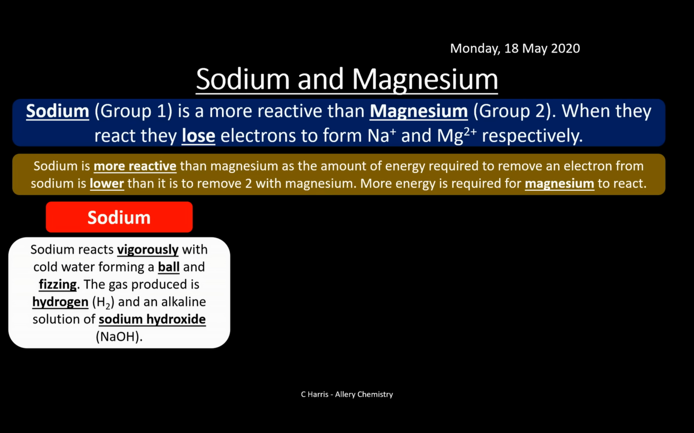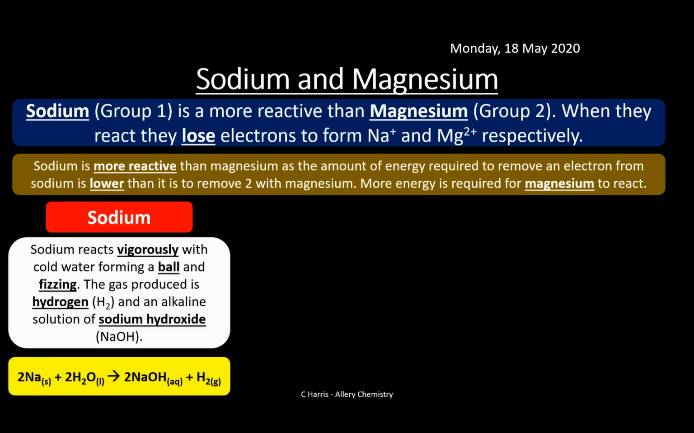It also produces an alkaline solution, which is sodium hydroxide. So if you put litmus paper in there, or universal indicator, whatever you're going to do, it would indicate an alkaline solution. So the reaction is this: sodium reacting with water will form sodium hydroxide and hydrogen. You need to be aware of those reactions to do with sodium.